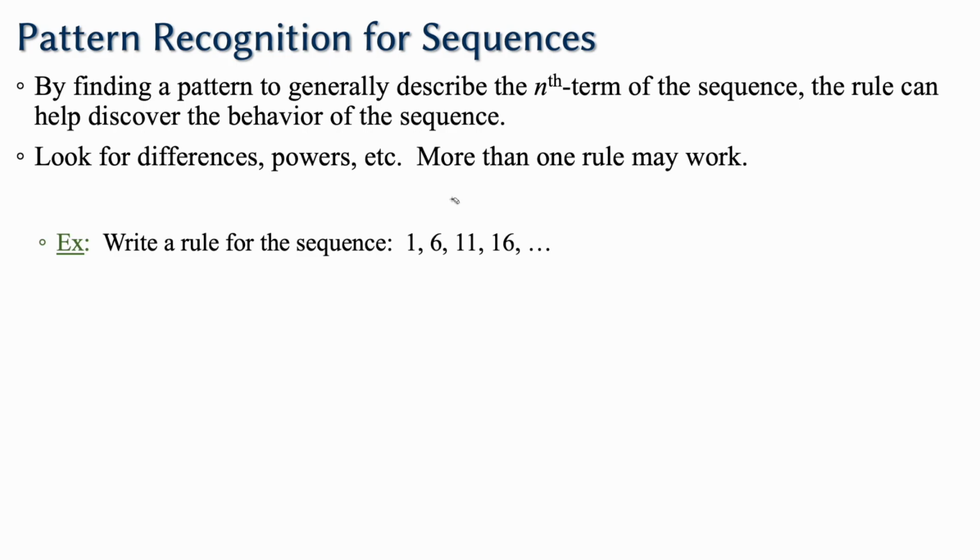Now, always, depending on how you write them, there oftentimes could be more than one rule that may work. To give an example, let's look at this one: 1, 6, 11, 16. What I notice about this one is that we go up by 5, up by 5, up by 5.